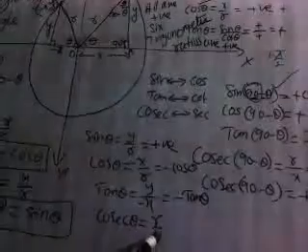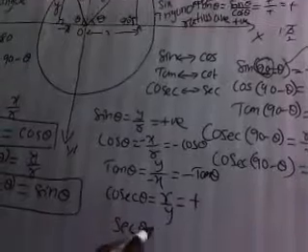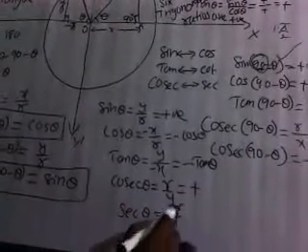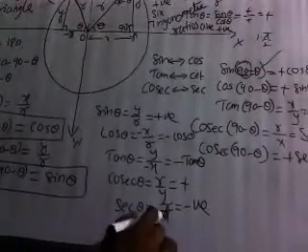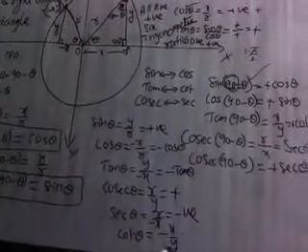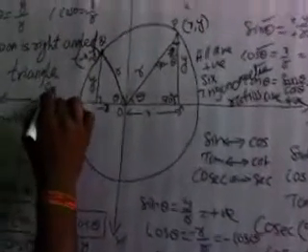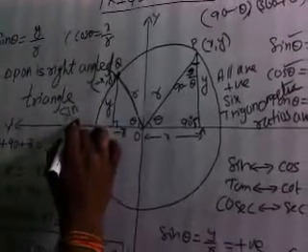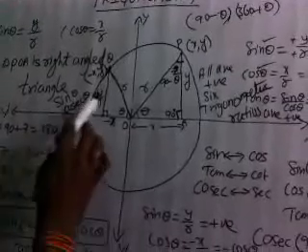Similarly, cosecant theta is the reciprocal of sine, r by y. R is positive, y is positive, so cosecant is also positive. Secant is r by minus x, which is negative. Cot is adjacent side to theta by opposite side to theta, minus x by y, which is also negative. Then which are positive? Only sine and its reciprocal. Sin theta and cosecant theta are positive when they lie in the second quadrant.